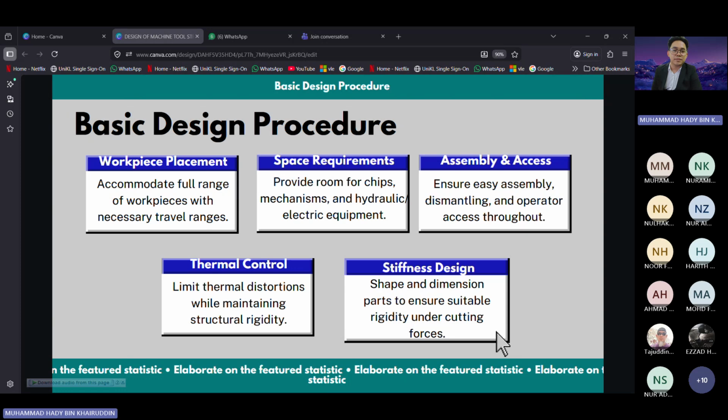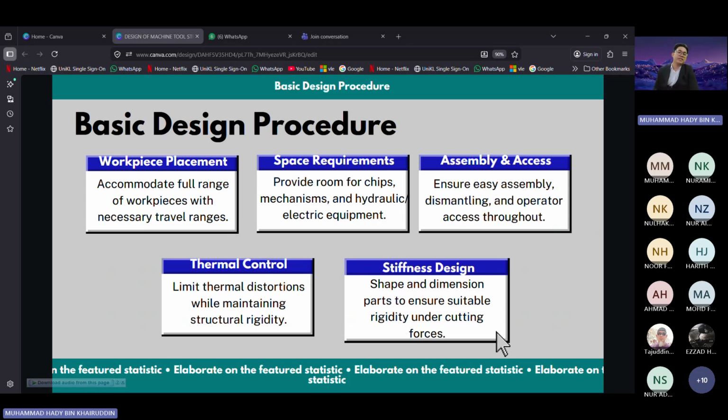All right, next, if we talk about basic design procedure. The complexity of designing a machine tool isn't as simple as drawing a sturdy box. We are dealing with a highly complicated profile. Why? Because a single structure has to satisfy 5 or 6 different requirements, all at the same time. You can't just design for stiffness and ignore the operator, or design for space and ignore the heat. It's a holistic process. So we go to the physical requirement, workpiece and space.